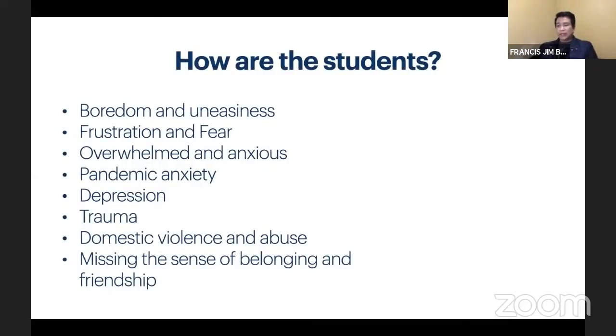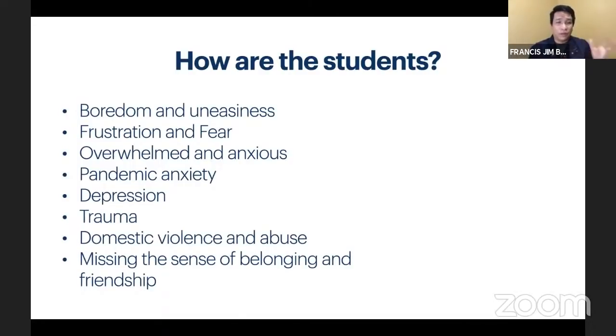But again, if you look at the different literature or articles that have been written about the pandemic, a lot of the students right now have a feeling of boredom and uneasiness. They're bored, they feel uneasy. Our students have been stuck at home for some months now. Even our adults experience cabin fever for the first time. I've heard that a lot of Filipinos are experiencing symptoms of cabin fever.